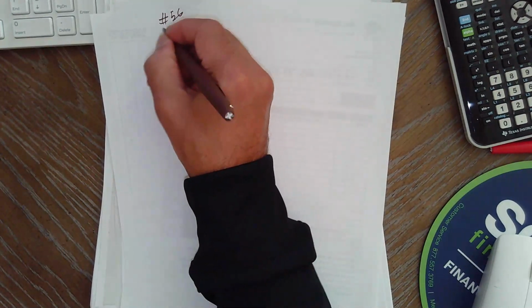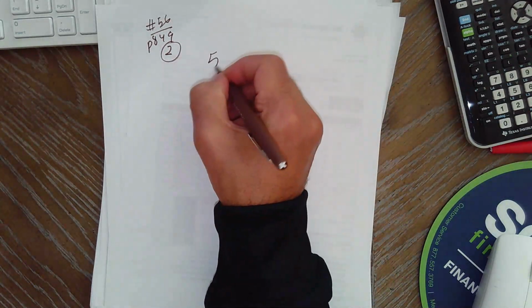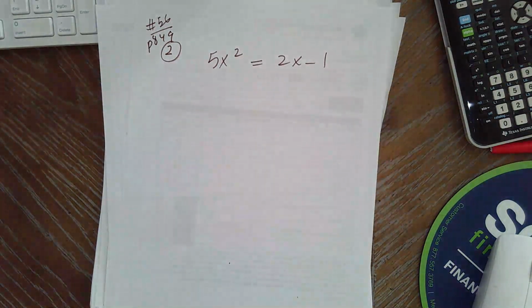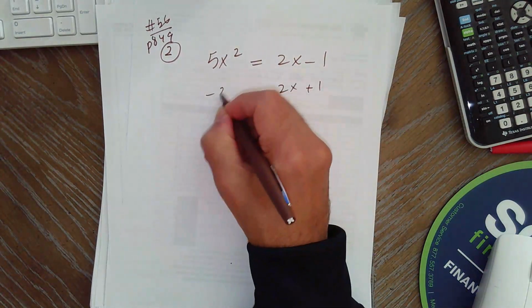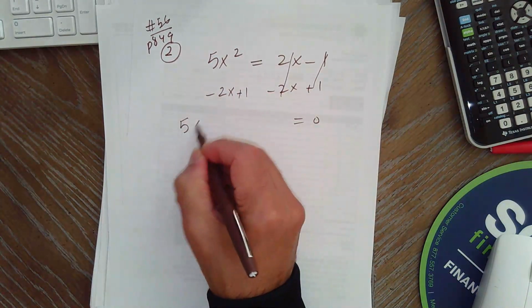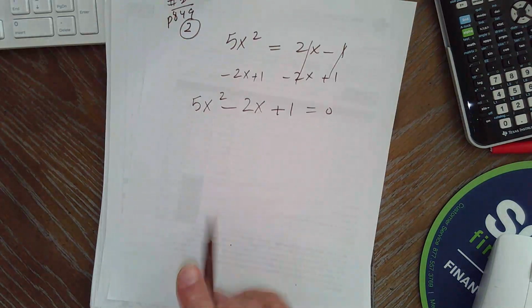All right. Example 2, which is actually 56 from page 849. So 5x squared equals 2x minus 1. Again, before we use the quadratic formula, we have to set it equal to 0: negative 2x plus 1. So 5x squared minus 2x plus 1 equals 0.